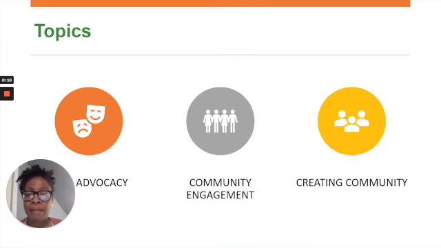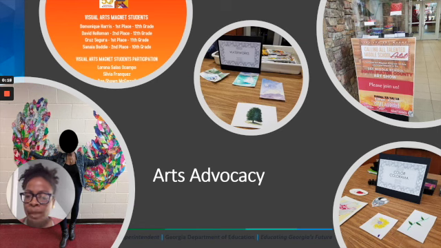Today's topics are advocacy, community engagement, and creating community. There are different ways to create advocacy in your school or in your community. I guess for me, one of the most important things that you can do is making sure that art is visible. That is definitely a way to advocate for your students, for your program. It allows others to see what you're doing, and gain an appreciation for what you're doing in your classroom as well. So definitely putting on art shows.